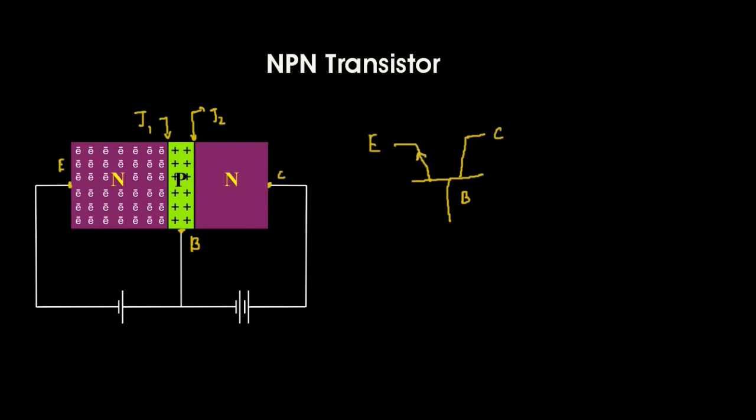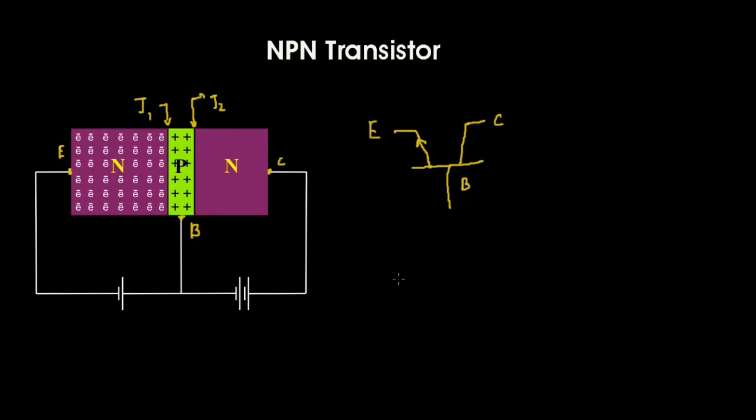Let's see the operations of NPN transistors first, right? The emitter in an NPN transistor is nothing but the N layer. The duty of the N layer is to emit electrons, lots of electrons. So it is heavily doped, and you can see lots of electrons here, and the size of the N layer is very big compared to the size of the other two layers, right?